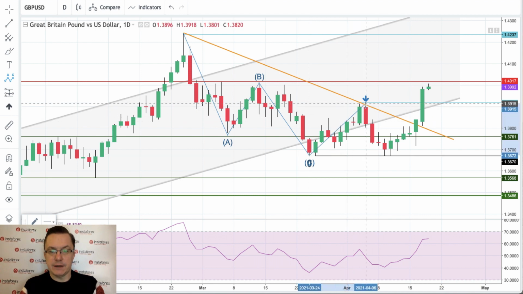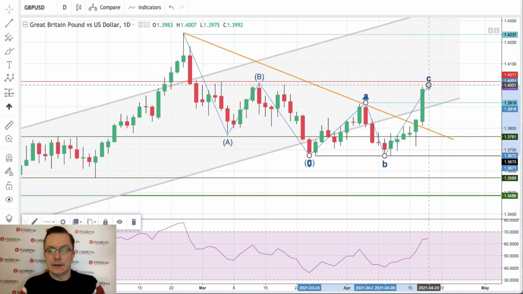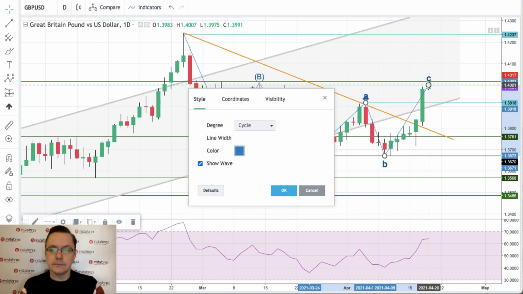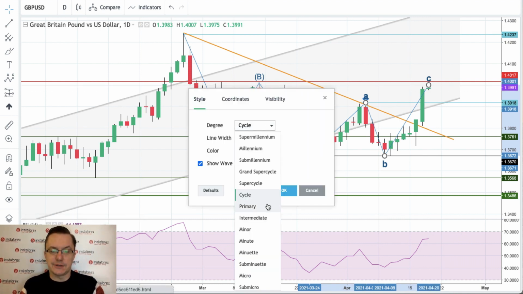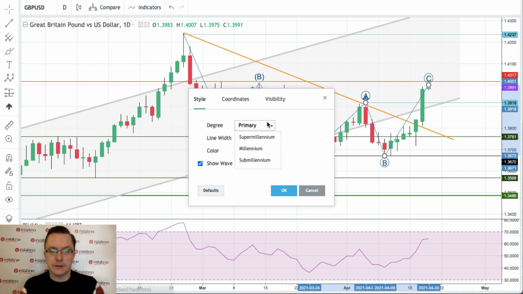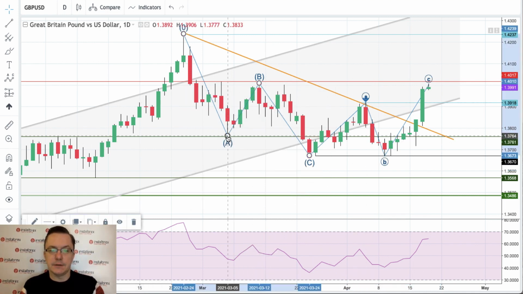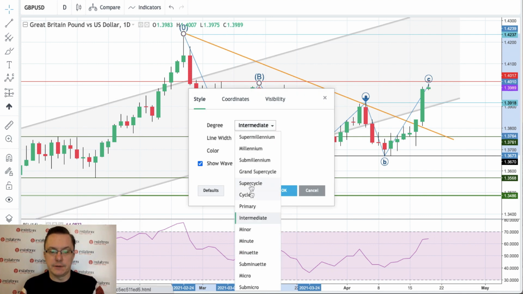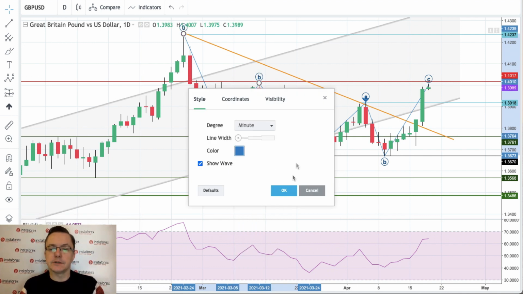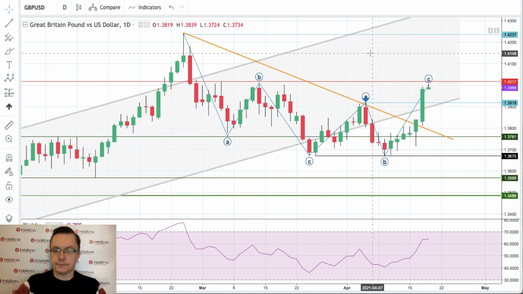So this is the wave A, this is the wave B, and this is still the wave C, of course, of the same degree. So to avoid any confusion, let me just change the degree. I think it was the minor, or it was the minute. Okay, let's just stay with the minute, and this will be the same, minute. So that's the same degree.